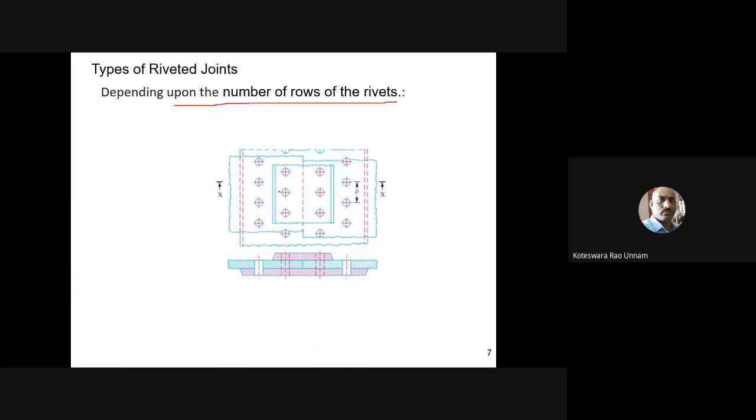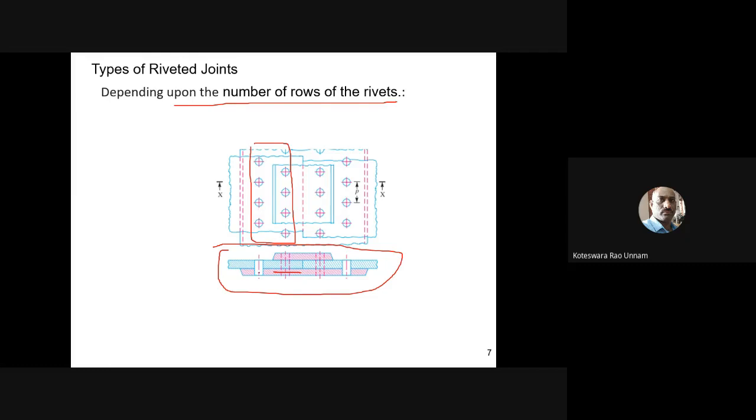Then you have another kind, again, a butt joint. Like I already told you, if you see this joint, it is also a double cover butt joint, and there are two rows. So I'll call it a double riveted butt joint. Two rows means a double row butt joint.